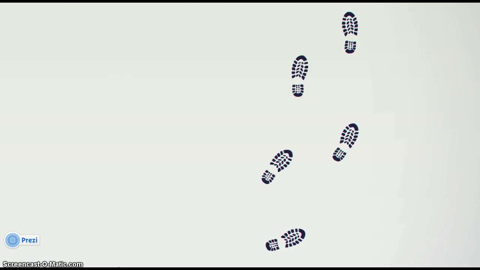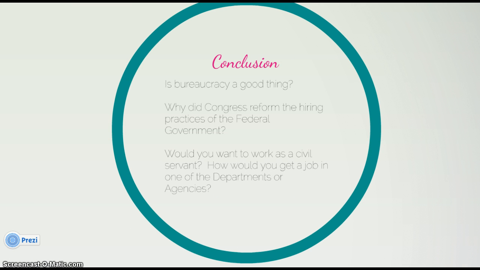So that's the end of this lecture, and we're going to look at a couple of questions in conclusion. Is bureaucracy a good thing? I think that's a very good essential question. Why did Congress reform the hiring practices of the federal government? You should be able to think about that and provide some answers. And lastly, would you want to work as a civil servant in the federal bureaucracy? And how would you go about getting a job in one of the departments or agencies of the federal bureaucracy? So check out those questions, reflect on those questions, jot down some ideas, and bring those to class.